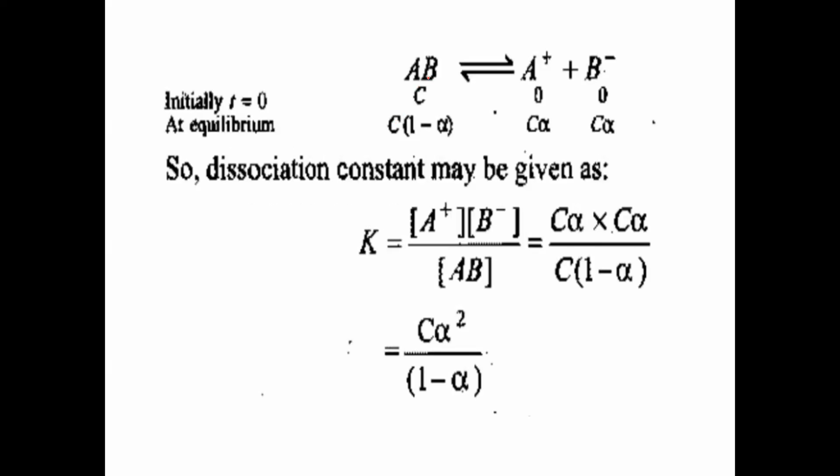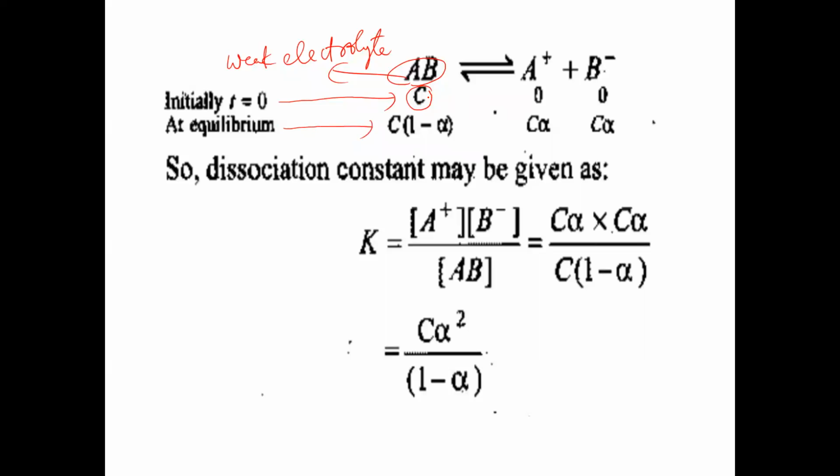Okay, so if we take one weak electrolyte AB, that is called a weak electrolyte. The weak electrolyte AB has an initial concentration of C. Then initially A plus and B minus will have zero concentration. So now at equilibrium, what happened here?